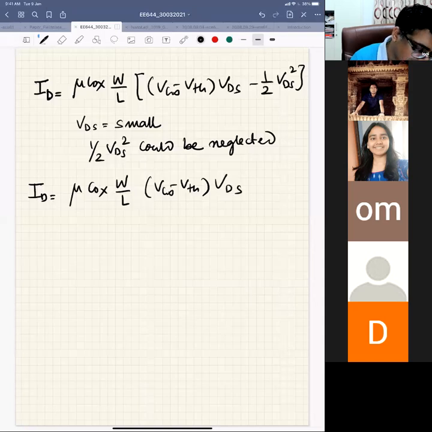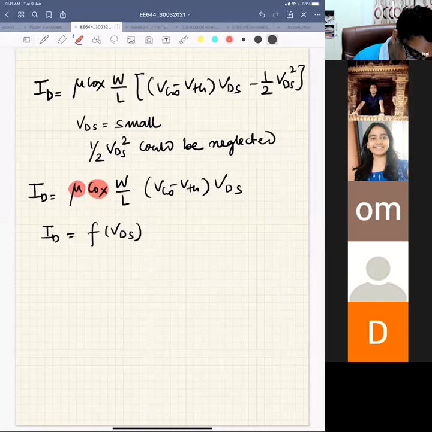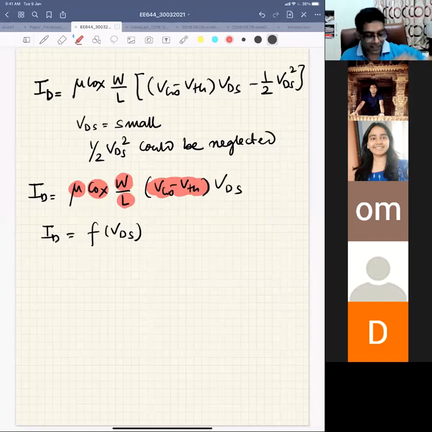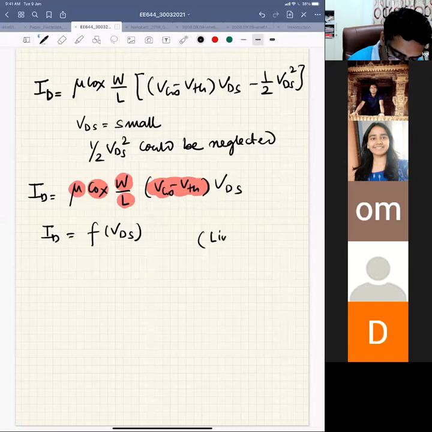So you see your ID is a linear function of VDS, because if your VGS is constant, then mobility is constant, Cox is constant, W and L are constant, and VGS minus VTH is constant. So ID is a linear function of VDS. That's the reason we call it the linear region of operation.